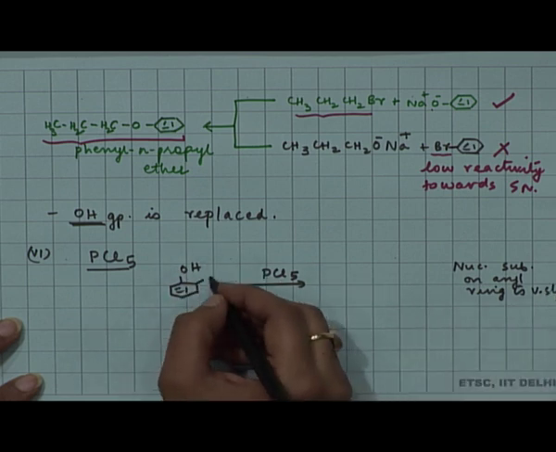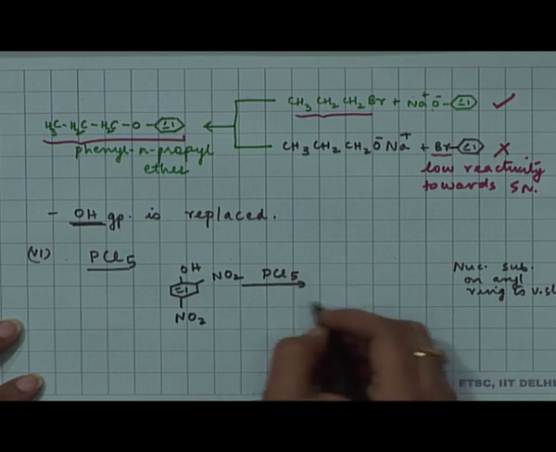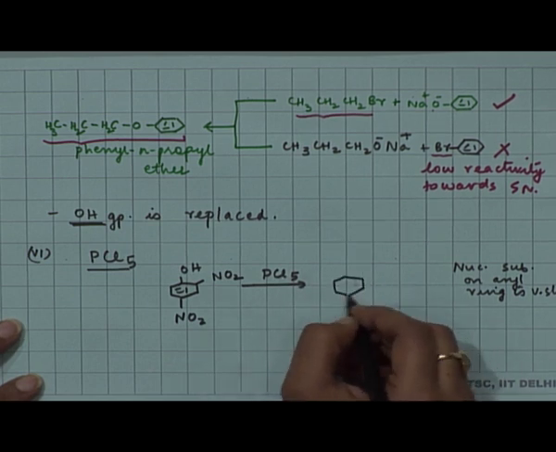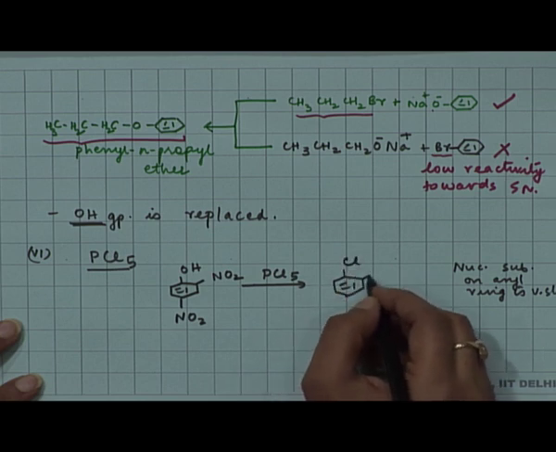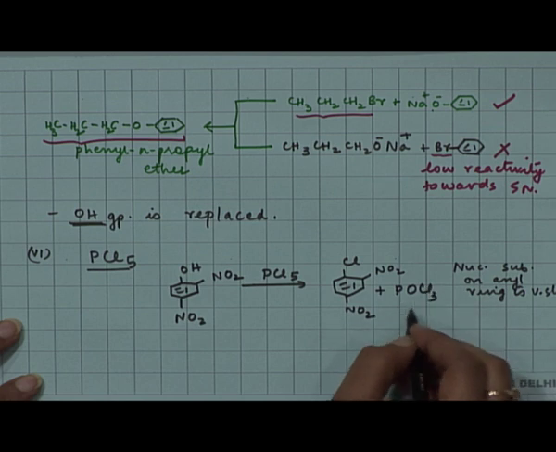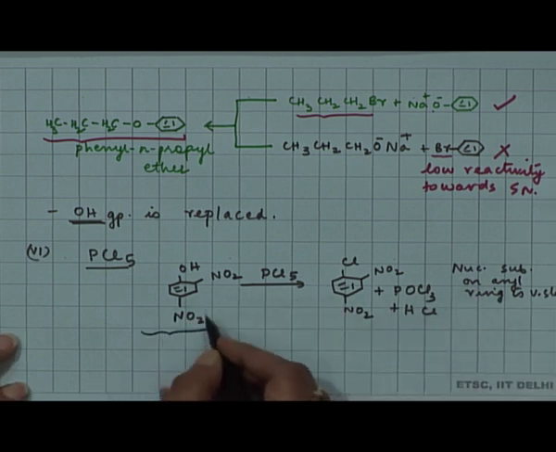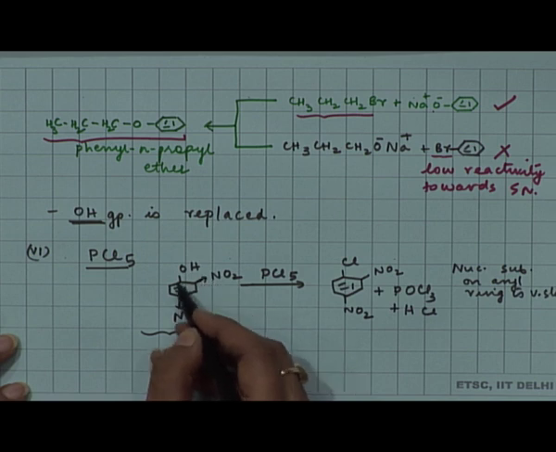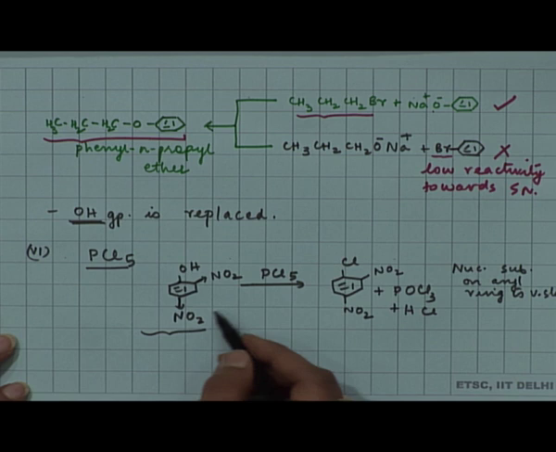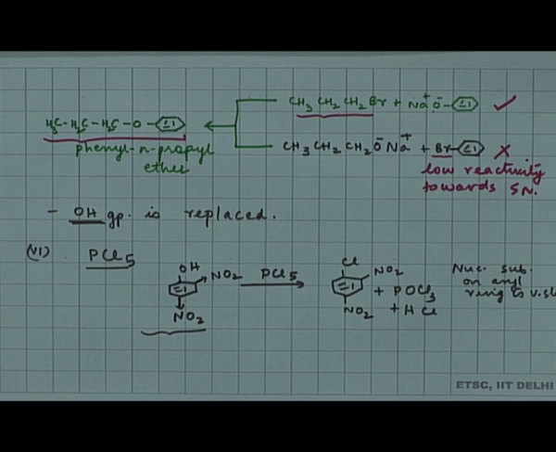However, if we make this substituted with electron withdrawing groups, okay, like a 2,4-dinitrophenol, and then we carry out the reaction with PCl5, then in this case we can get the corresponding chloro derivative along with the formation of these molecules. So, for this we have to have electron withdrawing substituents which activate this carbon and make it more susceptible towards the nucleophilic substitution reaction. Okay. So, this is the similarity and the difference with respect to alcohols, with which it will happen very fast.